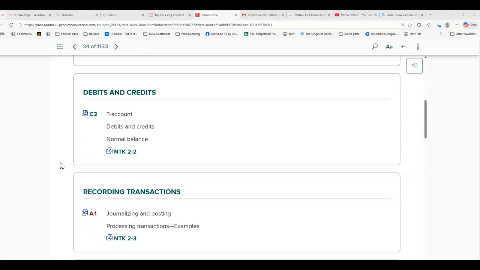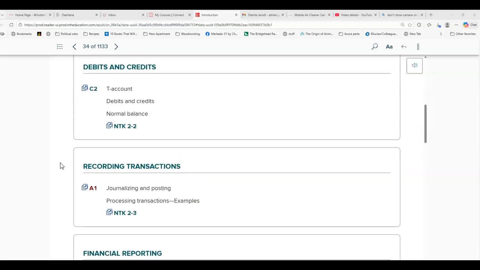Now we're going to get to the meat of this chapter, recording transactions. We're going to talk about journalizing and posting transactions, and we're going to have some examples of that. So this is the nitty-gritty. Go take a quick sip of water and settle down with a pen and paper and take good notes.